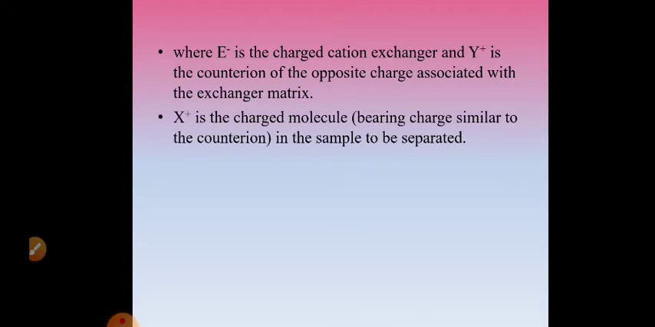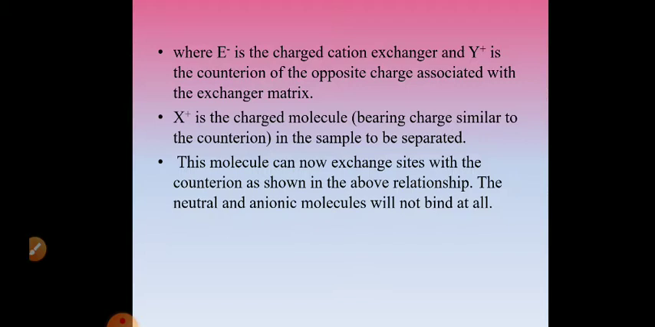Here E minus is the cation exchanger, and Y plus are the counter ions, which are oppositely charged. Y plus is the counter ion. X plus is the charged molecule present in the sample to be separated. The molecule can now exchange site with the counter ion as shown in the above relationship. That means Y plus are exchanged by X plus present in the sample.